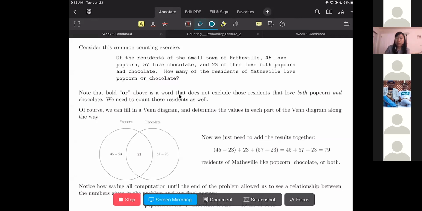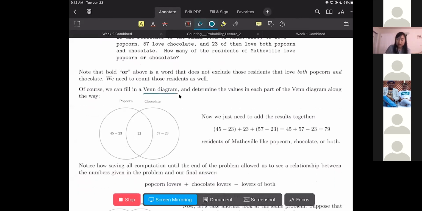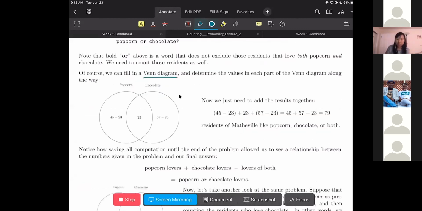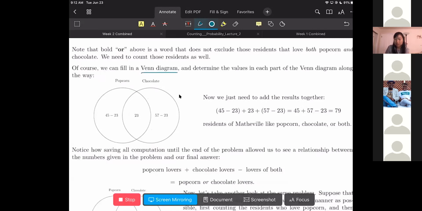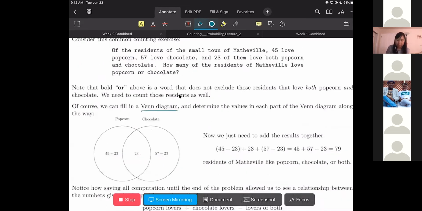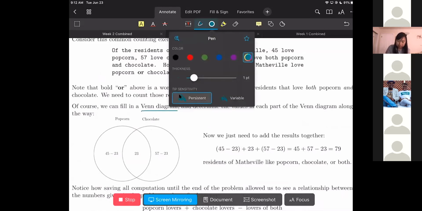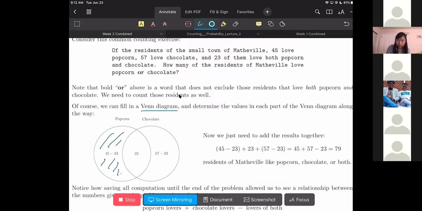I don't know if you all have seen what we call a Venn diagram before. Okay, awesome. Basically, you can use Venn diagrams to see and count the overlaps. Here on the left, we have how many people like popcorn, and how many people love chocolate. To fill in each part, we take the total number of people who love popcorn, which is 45, subtract out how many love both, and that gives us how many people love just popcorn in this section. And then we have how many people love just chocolate in this section. So it's 57 minus 23.